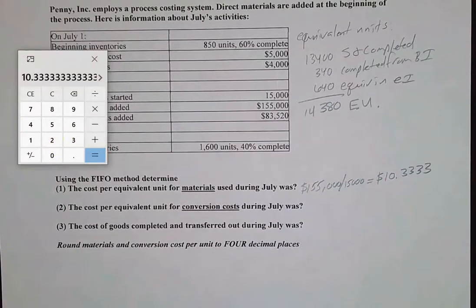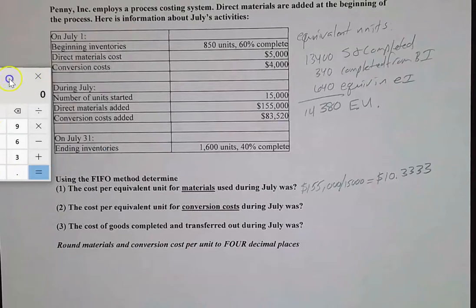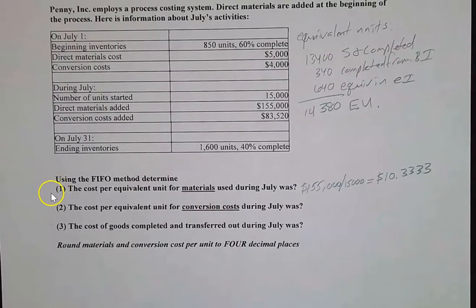So that's easy enough. We've done that. We've actually answered this question. We just need to make sure we understand that materials are a little bit easier because they're added at the beginning of the process here. Okay, cost per equivalent unit for conversion costs during July was... Okay, so now we've got conversion costs added, $80,520.